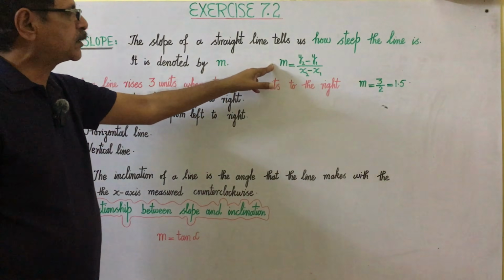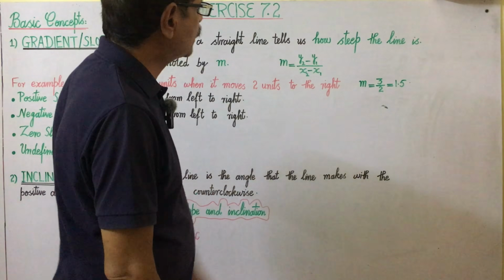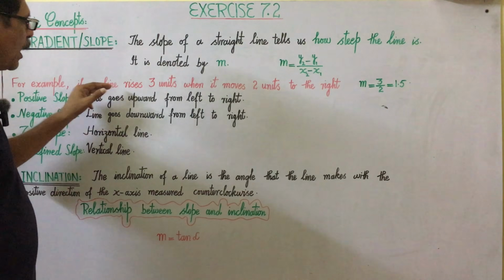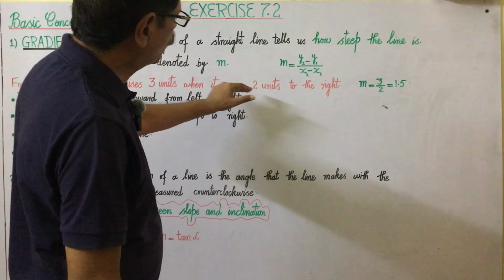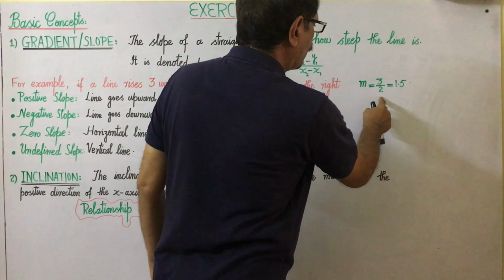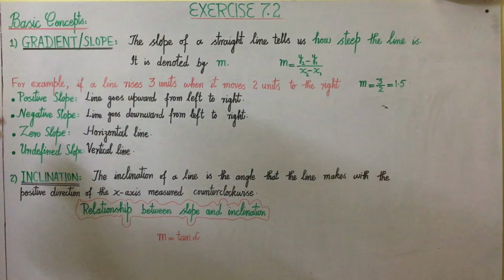Formula to calculate slope is y2 minus y1 over x2 minus x1. For example, if a line rises 3 units when it moves 2 units to the right, then slope is equal to 3 over 2, or it is equal to 1.5.